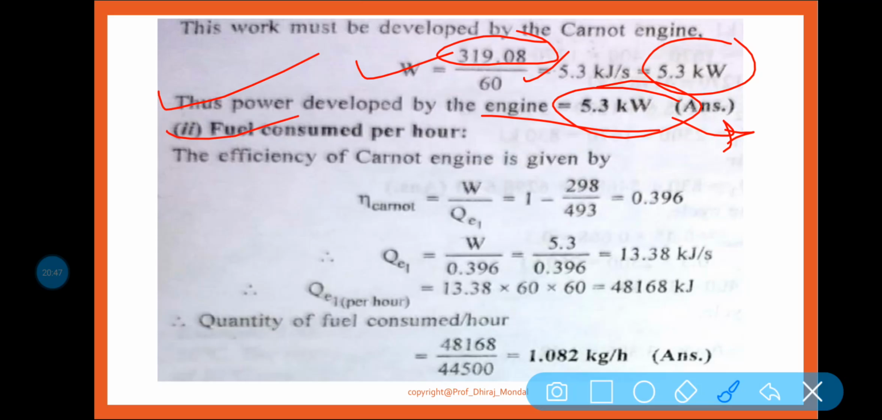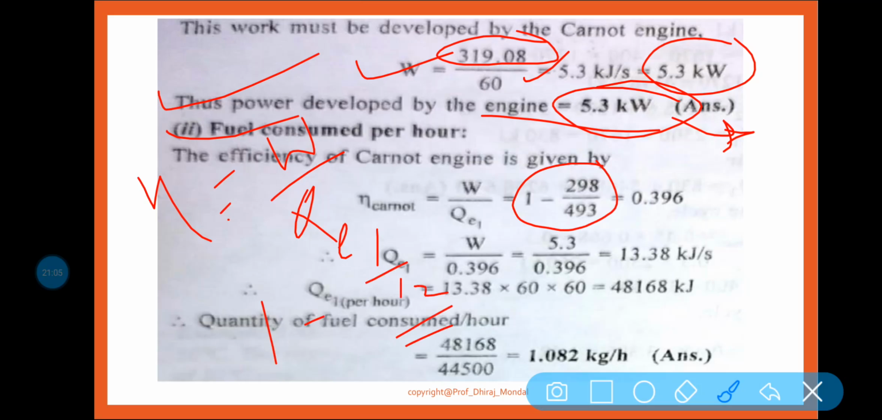Okay, now you have to calculate the fuel consumption per hour. So first of all, you tell me what is the efficiency of the Carnot cycle. Efficiency is the output by input. So output is equal to what? W, and input is equal to Q_E1, that is the input. So 1 minus, also I can write as it is Carnot cycle, 1 minus T2 by T1. So T2 and T1 are given. You can find out the Carnot efficiency 39.6%.